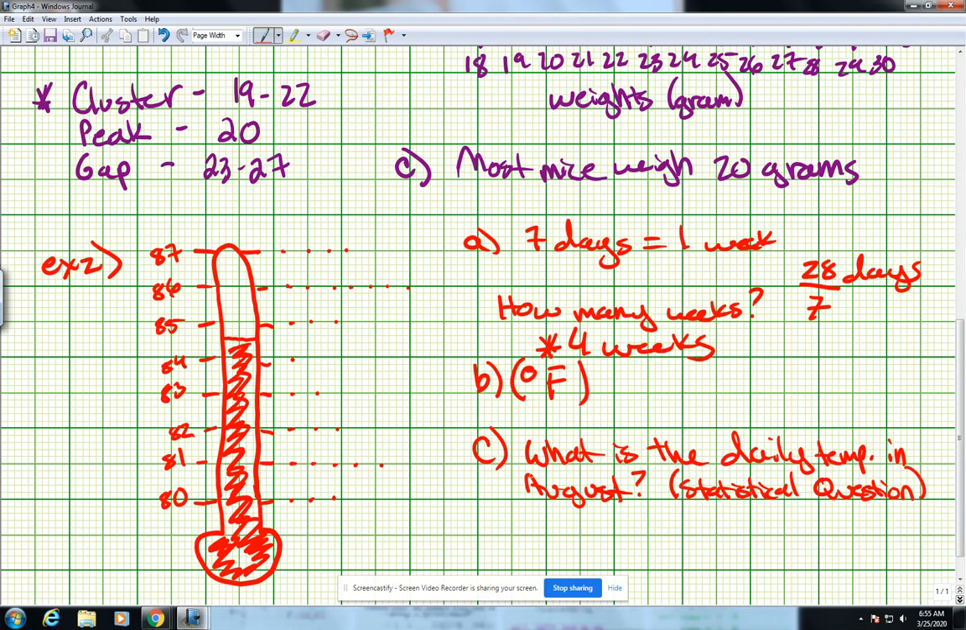Reminding us with that little label there. And then our answer to this, well, there's lots of different answers, but you could say that there's a kind of a range of answers here between 87 degrees and 80 degrees. So you could say it ranges from 80 degrees Fahrenheit to 87 degrees Fahrenheit. So that would be the answer to our statistical question.